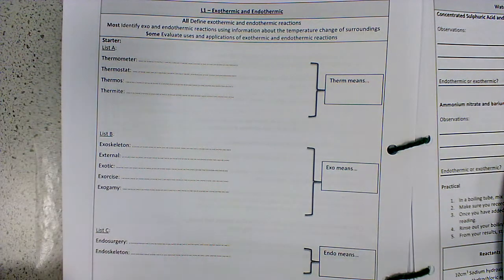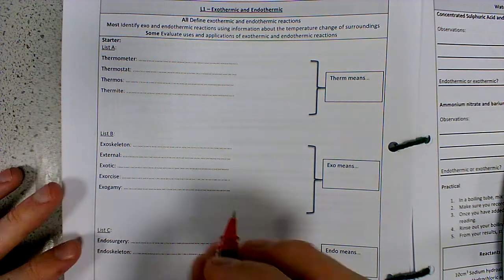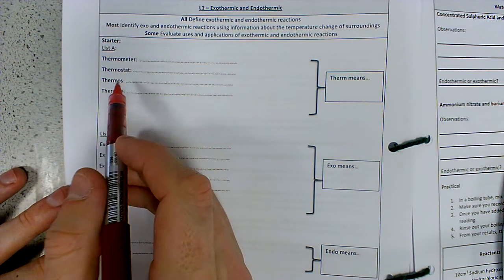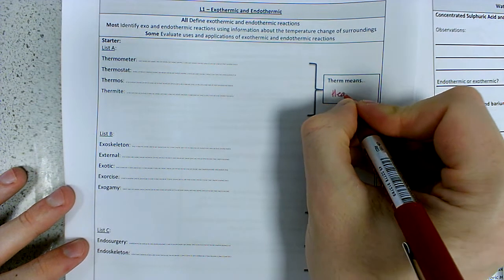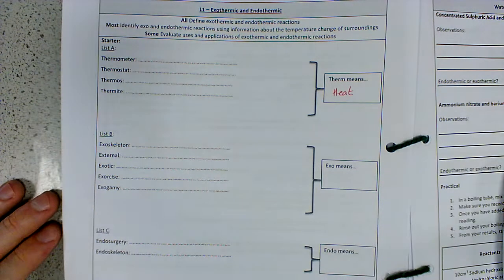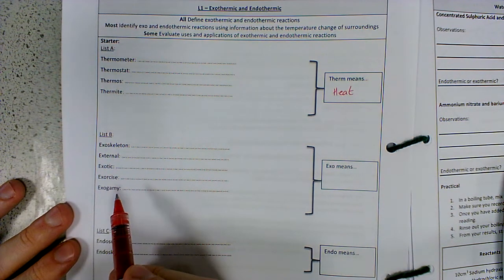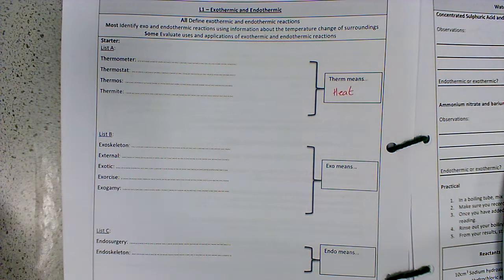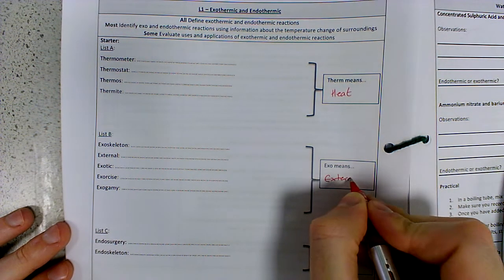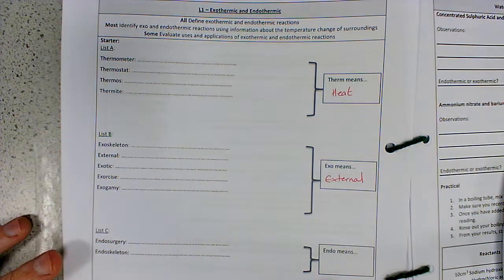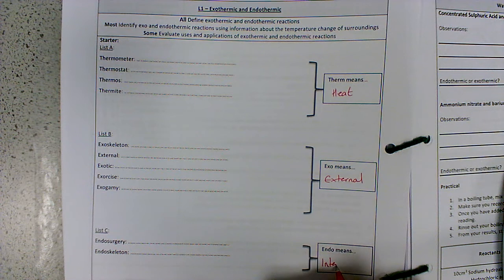Okay, I'm not going to go through that right now. It's something for you to do. But what we should find is that when we're using therm in thermometer, thermostat, thermos, thermite, collectively the thing they all have in common is heat. And when we're using exoskeleton, external, exotic, exercise, exogamy, again, we are talking about external. And when we're talking about endosurgery, endoskeleton, we're talking about internal.